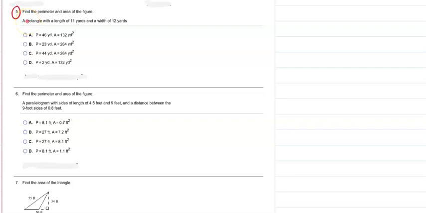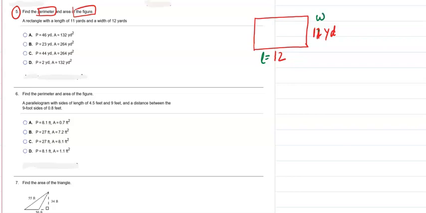Question number 5. Find the perimeter and the area of the figure. Here the figure is given as a rectangle with a length of 11 yards and a width of 12 yards. So basically you construct a rectangle with the given dimensions. This is 12 yards, this is 11 yards, this is 12 yards. We're looking for the perimeter and the area. I can say L is 12 as the length and W is 11 as the width. I just name them L and W for length and width.